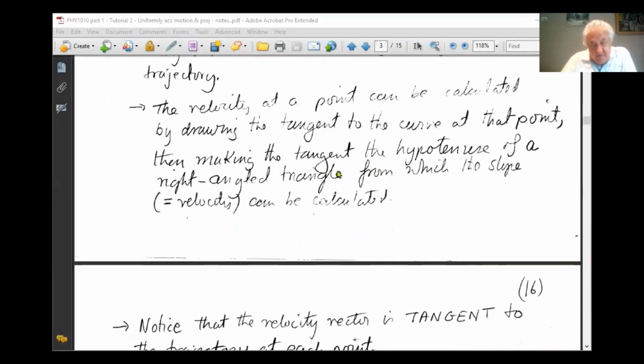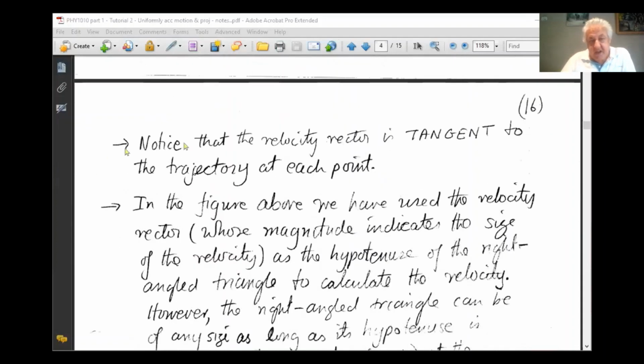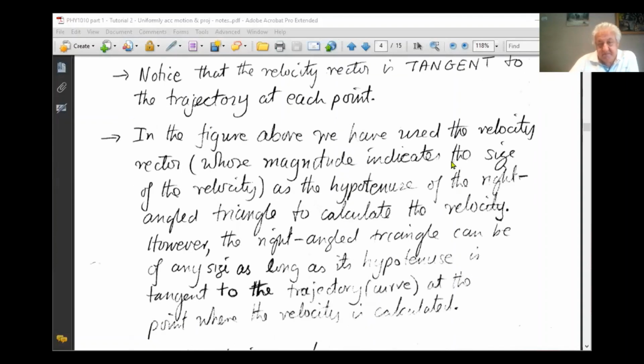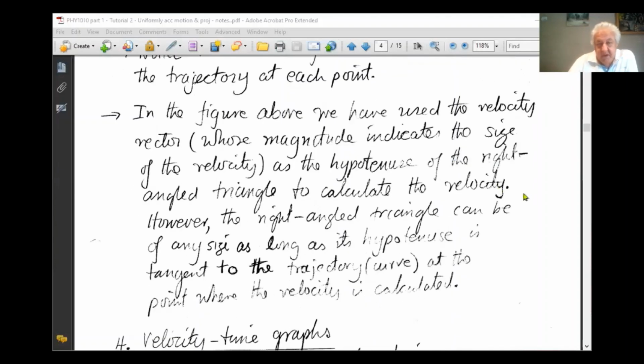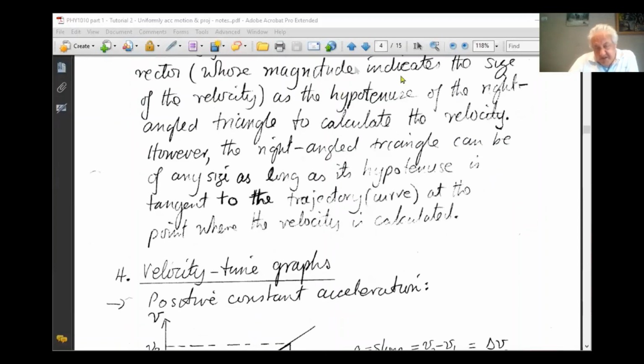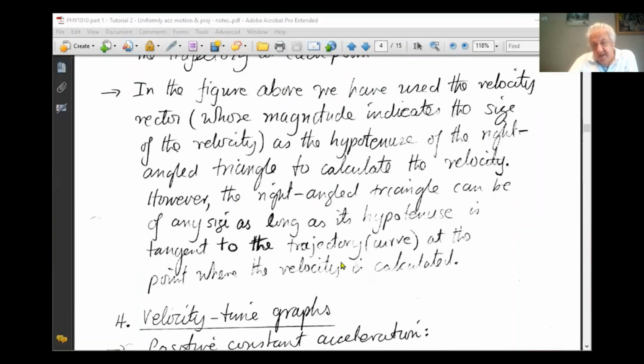And this just repeats what I have said. But again, the important point to notice is that the velocity vector is tangent to the trajectory at each point. So the velocity at a particular point is tangent to the trajectory at that point. This just emphasizes the point that we can use a triangle of any size.